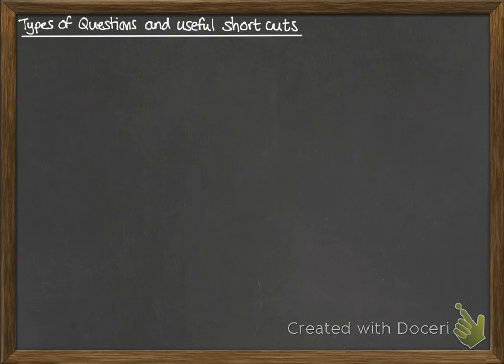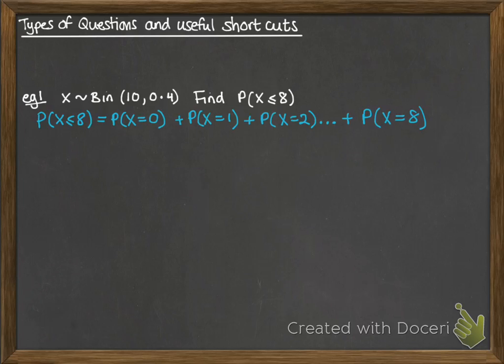Today we're going to look at some types of questions you might get and some useful shortcuts with them. So here we've got an example question. We've got x follows a binomial distribution with 10 trials and the probability of success is 0.4. We want the probability that x is less than or equal to 8.